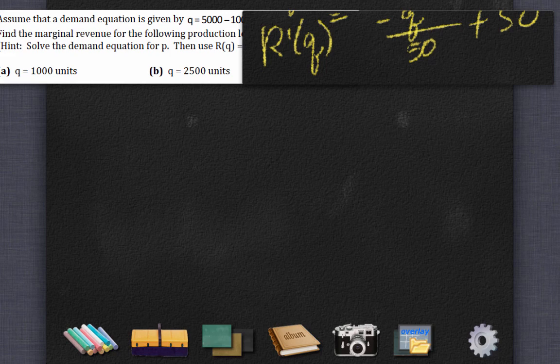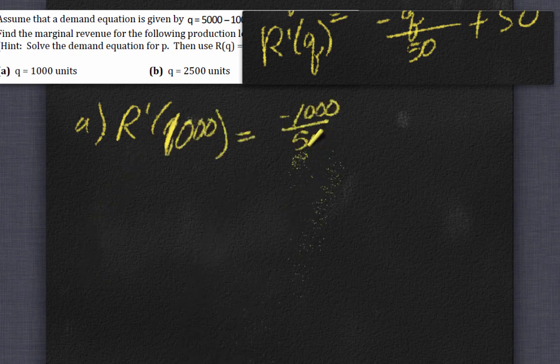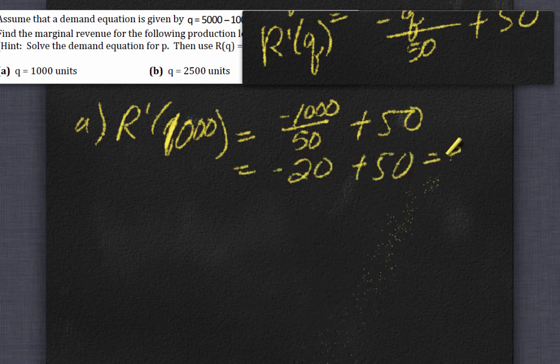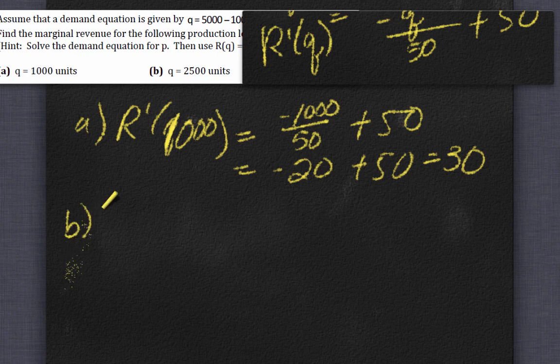Okay, so first for part A, I want R prime of 1,000. So at this point, at the level of production of 1,000, the revenue is increasing because it has a positive slope. Positive slope means going up. And plug in 2,500.